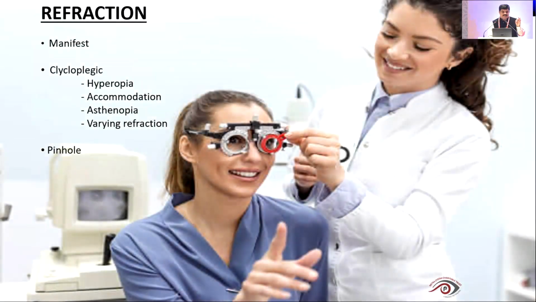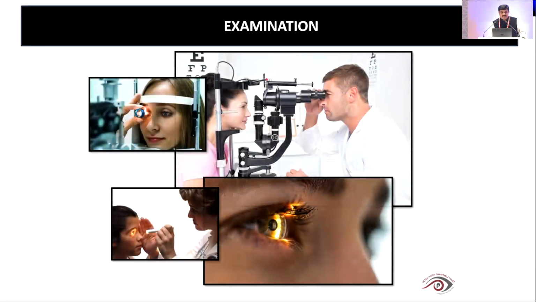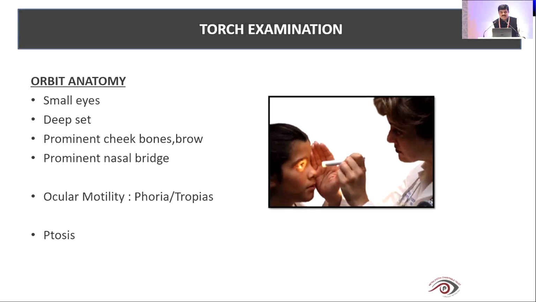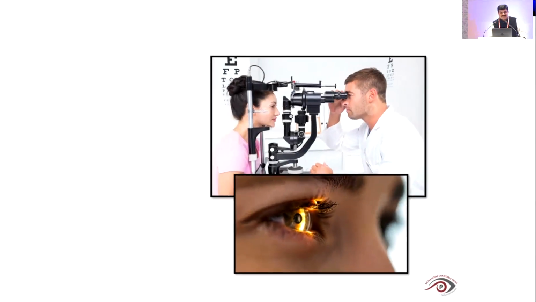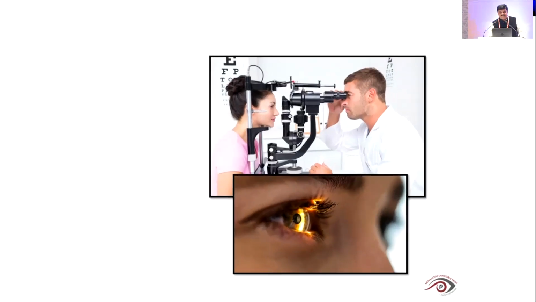Always do a cycloplegic examination for the first time, especially for hyperopia. Now look for pinhole also, and you need to do dominant eye testing for every refractive patient, very, very important. Then this is how you look at the patient, especially torchlight examination, very important, where you look at all the orbital anatomy: small eyes, deep-set eyeball, prominent cheekbones, prominent nasal bridge, and also look for any squint and ptosis. So examination very important. On the slit lamp, you look at the lid, conjunctiva, cornea, tear film, lens, uveitis and anterior chamber depth, and also you do the intraocular pressure measurement and 90D examination.